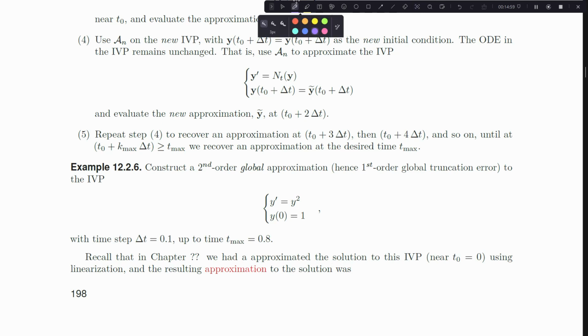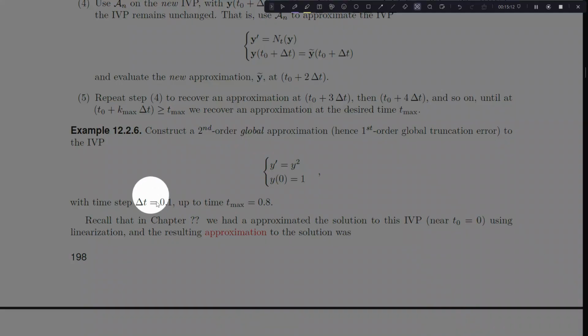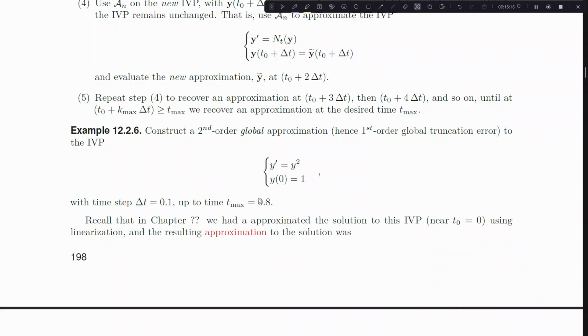Okay, keep in mind, we already know the solution to this from the last chapter. The solution is 1 over 1 minus t, but we're going to see whether or not we can approximate that relatively well using some approximation scheme. And we're going to do this with time step 0.1 up to t max 0.8.